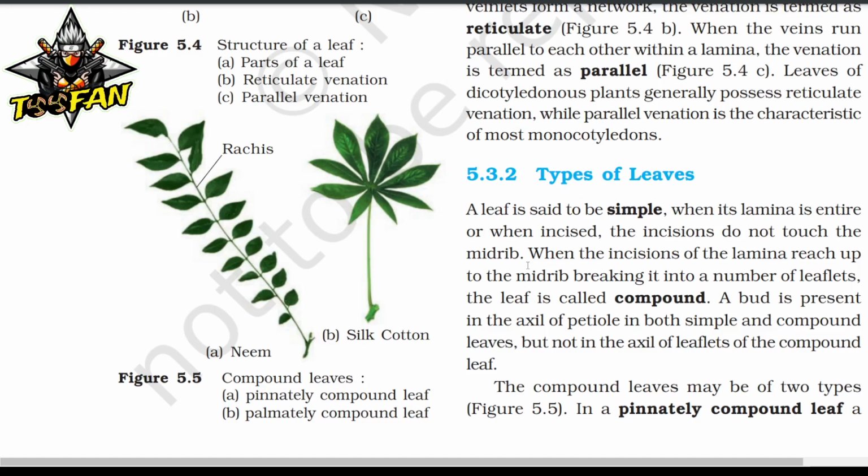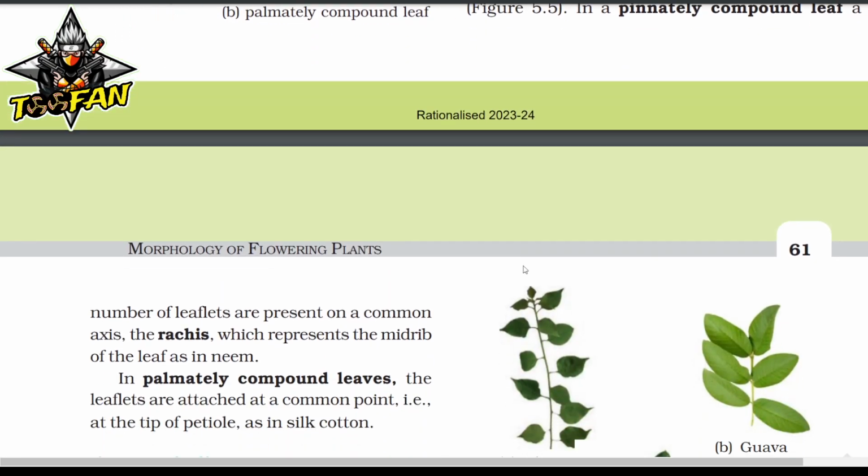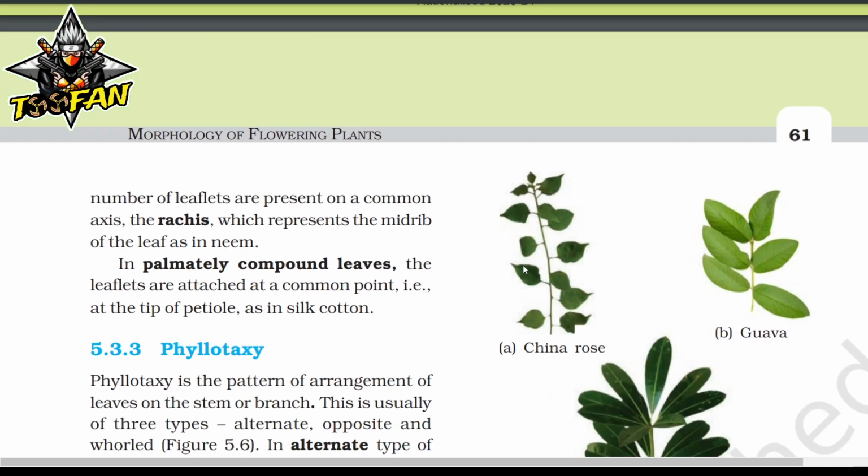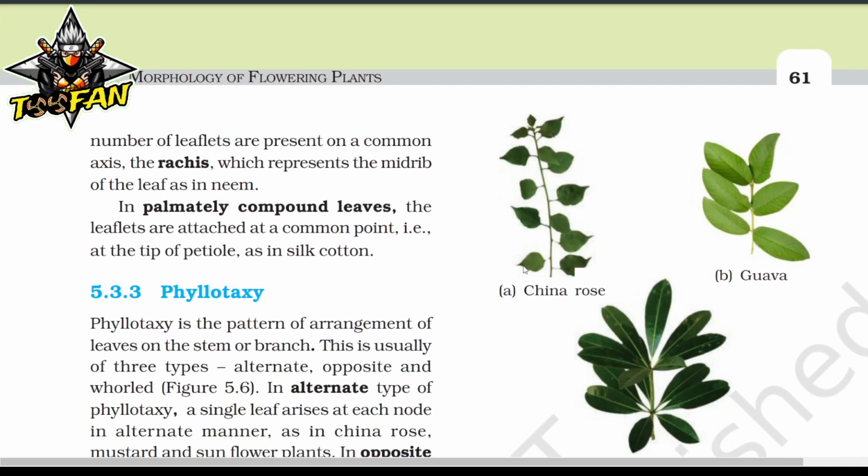The compound leaves may be of two types. In a pinnately compound leaf, a number of leaflets are present on the common axis, the rachis, which represents the midrib of the leaf, as in neem. In the palmately compound leaves, the leaflets are attached at the common point, that is at the tip of the petiole, as in the silk cotton.